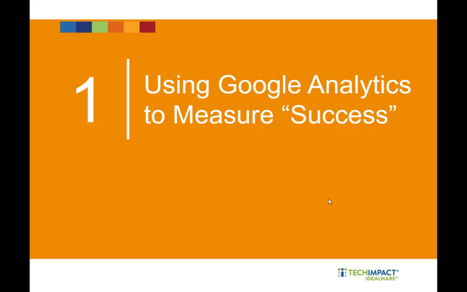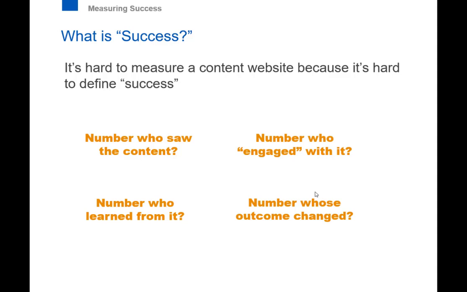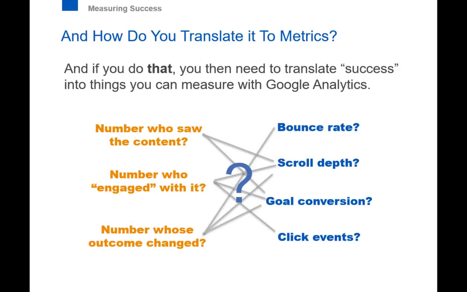All right. Let's think about measuring success. It's hard to measure a content website because it's hard to measure success. So are we going to say success is simply the number of people who saw it? Probably not. That seems pretty unsatisfactory. The number of people who engaged with it, another word in quotes here, which we would have to define in and of itself what it means. The number of people who learned from it, the number of people whose lives were actually changed by it. I think we'd all love to be able to say we'd like to change lives, but that's probably not something that you're going to get from Google Analytics, unfortunately.